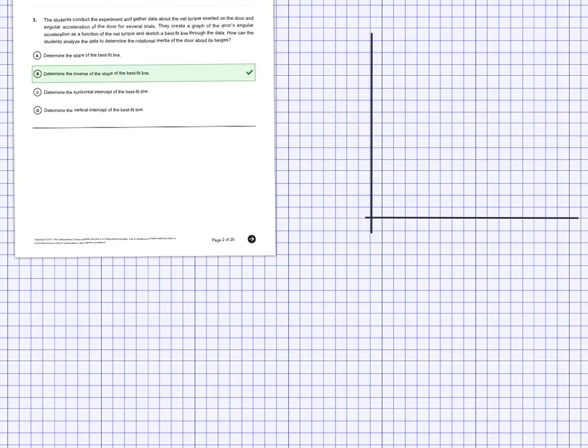I think the biggest issue on this one was a lot of people just kind of assume that we're still talking about a torque versus alpha graph like we did in class. And when we graphed those, we got that the slope was the moment of inertia. But if you look carefully at the way they describe this, it says that they create a graph of the door's angular acceleration as a function of the net torque. So they actually have their axes reversed.